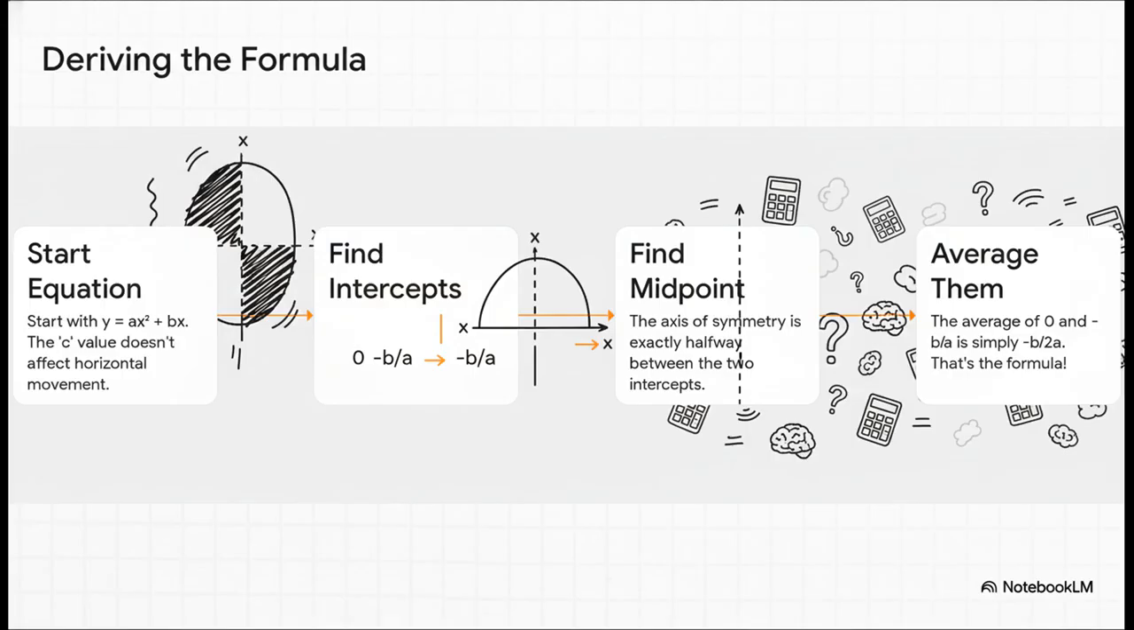First off, you can totally ignore the c at the end of the equation, because that just moves the parabola up and down. It doesn't shift it left or right. So we look at ax squared plus bx and find where it hits 0. That gives us two x-intercepts. One is at x equals 0, and the other is at x equals negative b over a. Now, since the axis of symmetry has to be exactly in the middle of those 2 points, we just find the average. And the average of 0 and negative b over a is just negative b over 2a. See? It's not some magic formula, it's just finding the midpoint.